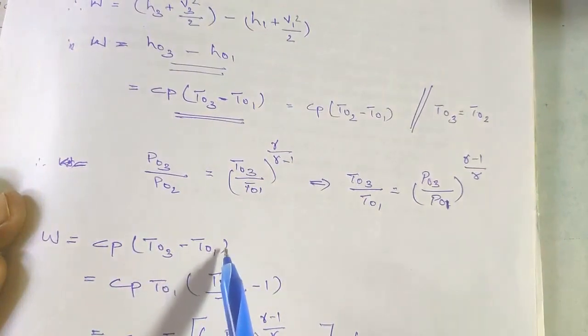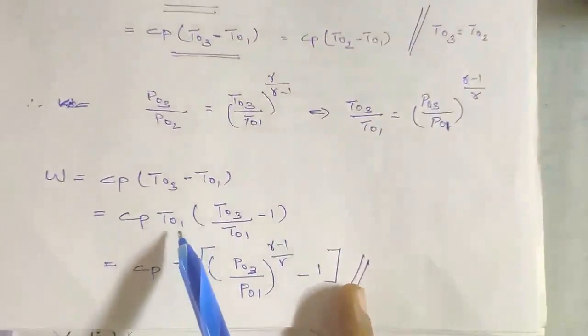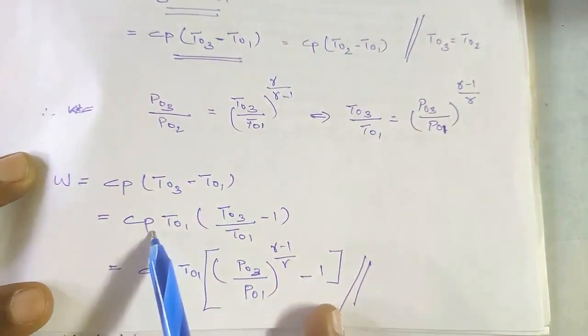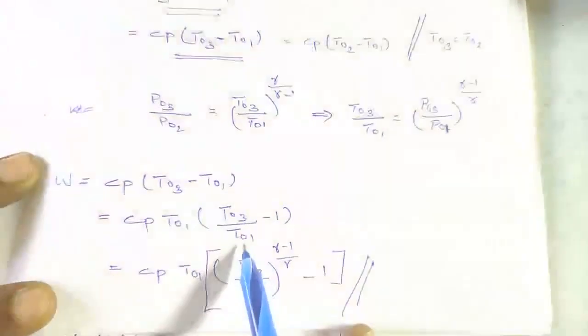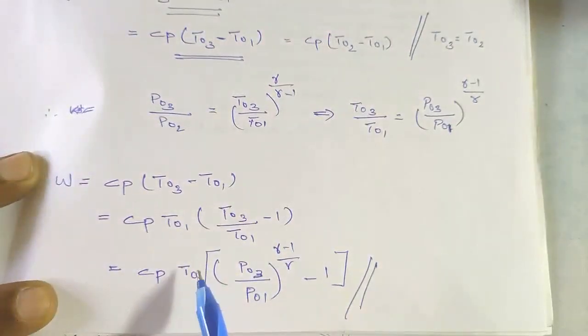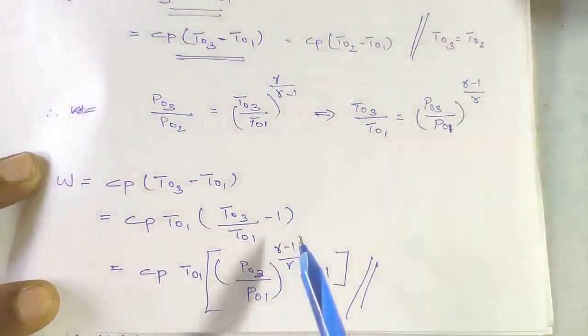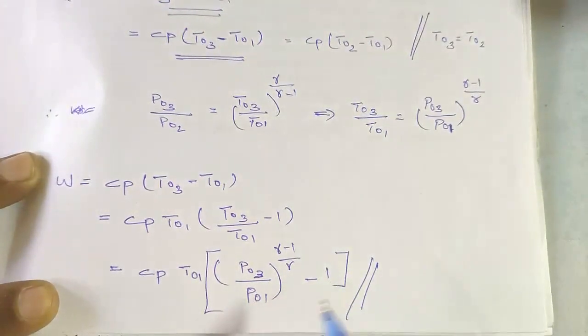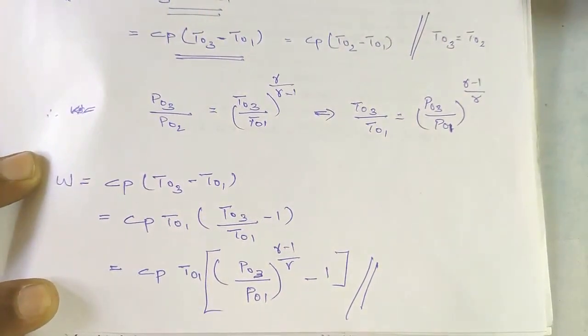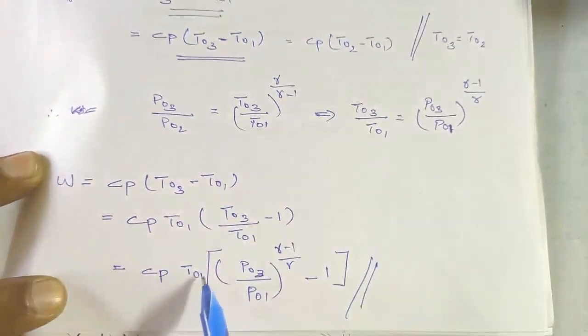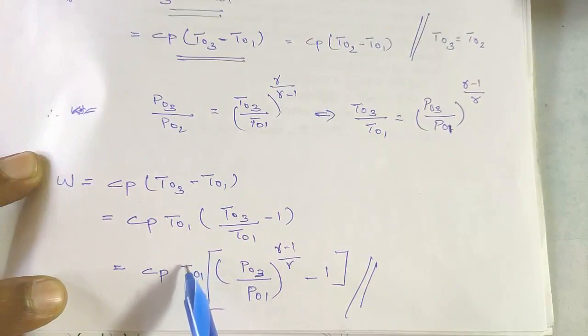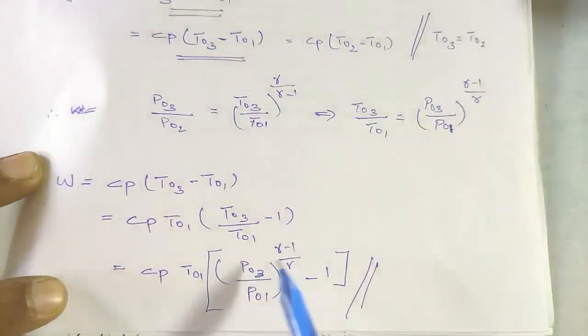So writing the above expression, Cp into T03 minus T01, and rearranging it by taking T01 outside, we can write it as Cp into T01 times T03 by T01 minus 1. What is T03 by T01? It is P03 by P01 raised to gamma minus 1 by gamma, minus 1. So this is another expression for work done. We can have different expressions for work done in the compressor. This is an expression in terms of the stagnation temperature at the inlet and the pressure ratio of the compressor. These are the expressions which we have derived.